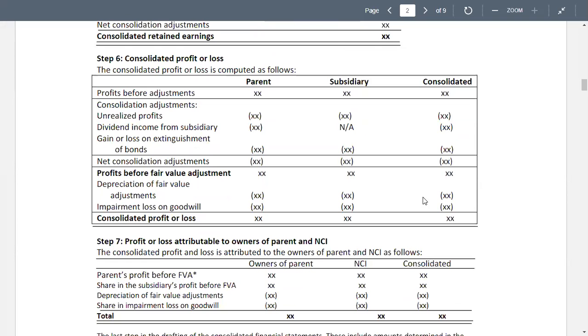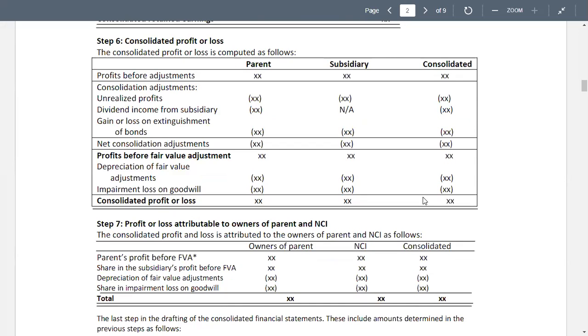We have now the first column, parent, second column, non-controlling interest, and third, consolidated. First, we have the parent's profit before fair value adjustment. Then we have the share in the subsidiary's profit before fair value adjustment, depreciation or amortization of fair value adjustments, share in impairment loss on goodwill. So with the total, now for the owners or parent, the NCI, and finally the consolidated amounts.